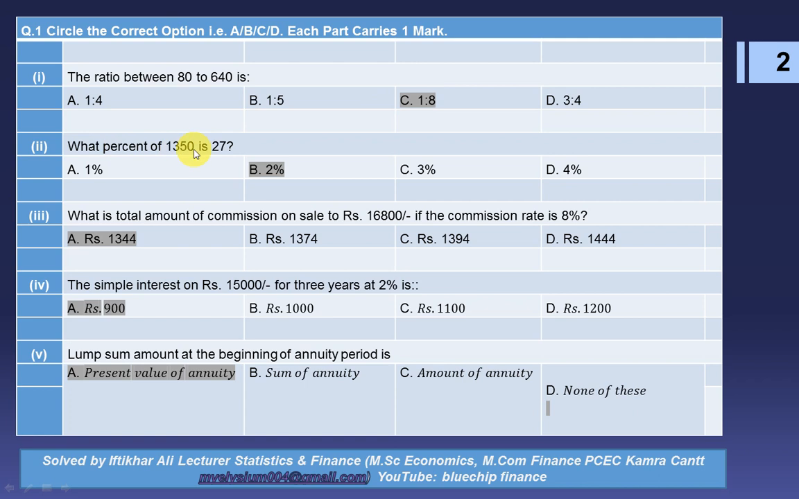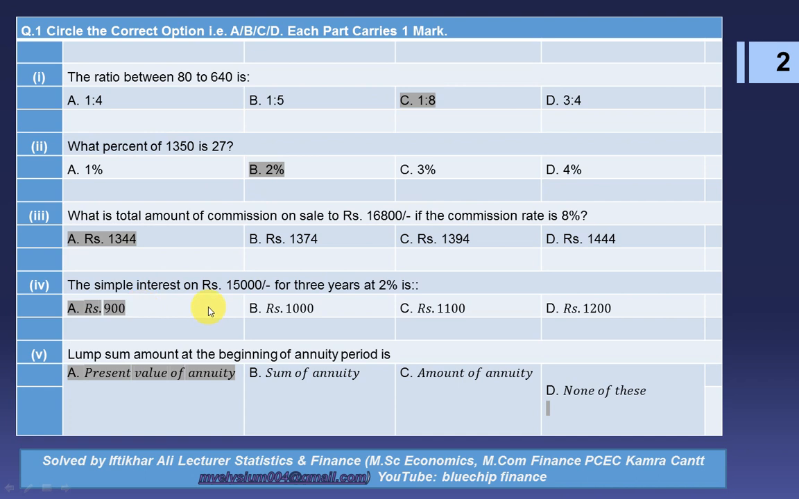What percent of 1350 is 27? So simply 27 divided by 1350 multiplied by 100 equals 2%. Correct option is 2%. What is the total amount of commission on sale of rupees 16800 if the commission rate is 8%? Simply 16800 multiplied by 0.08. Correct option is 1344.